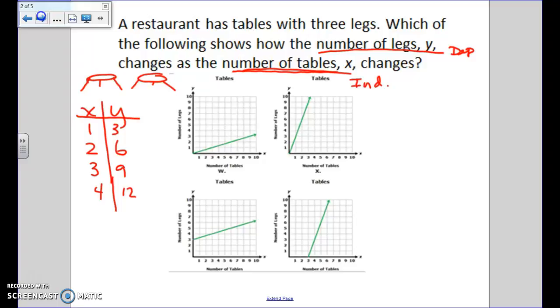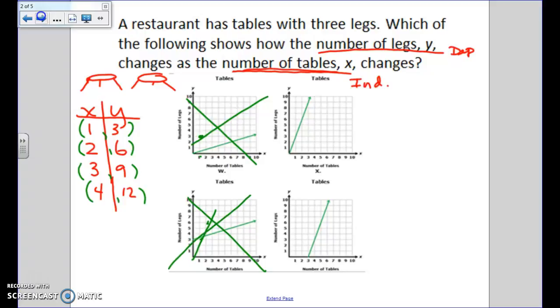In the first graph, remember these are ordered pairs. It looks like if we go over 1 up 3, that's where the first point should be. And so I'm going to say the first graph is no good. 1 table, 3 legs should be up here, so I'm going to say he's out. Let's go down. Over 1, up 3, it should be there a little below that. Or 2, 6 should be above that. It should look more like that. So I'm going to say that graph is not a good linear representation.